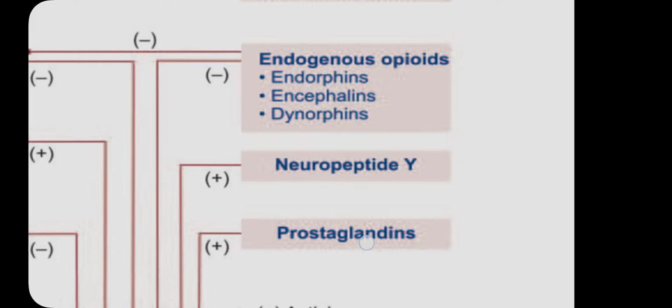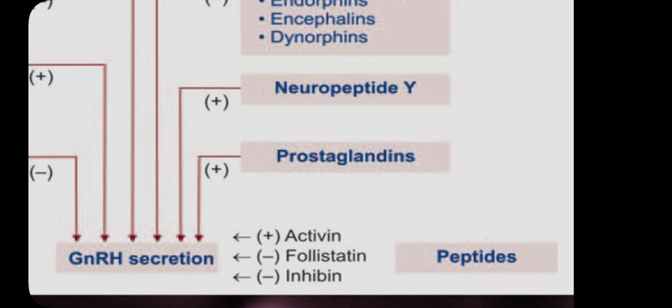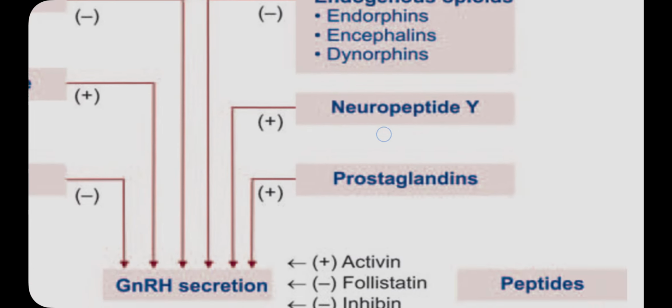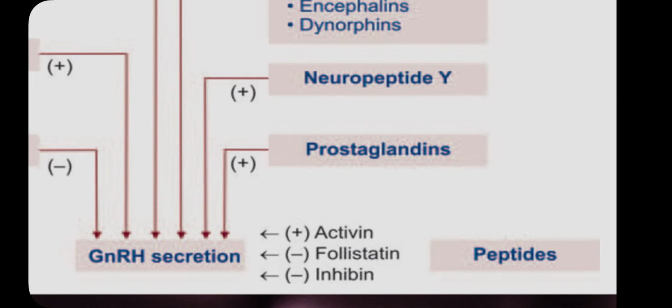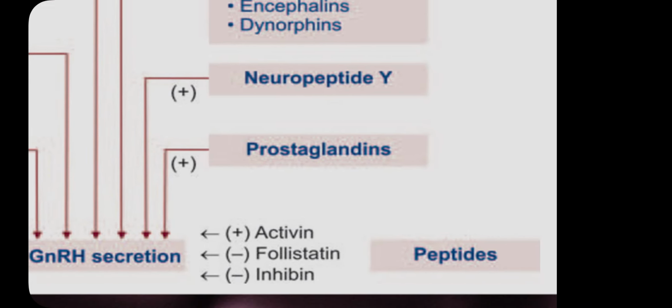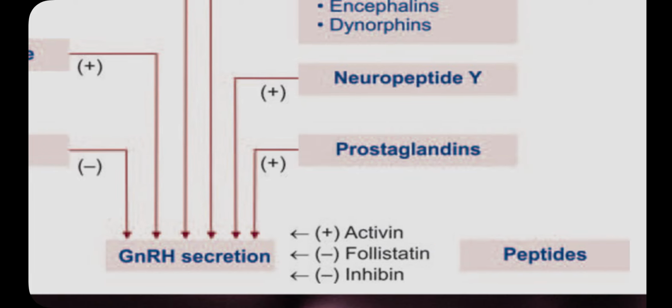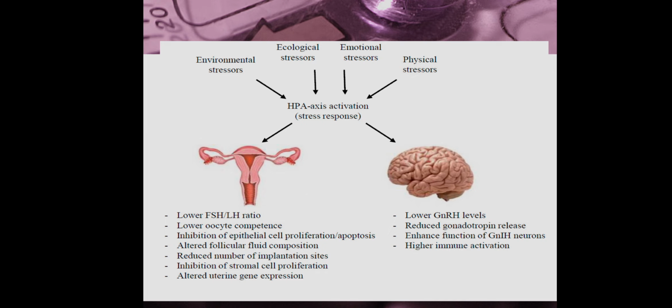Coming to the neuromodulators, which are 3 types, mainly the endogenous opioids, neuropeptides and the prostaglandins. Here the opioids have the negative effect. Endorphins, encephalins and the dynorphins have a negative effect on the release of GnRH, whereas the neuropeptide and the prostaglandins have a positive effect on the release of GnRH. And the peptides also. Among the peptides there are 3 types, mainly the activin, follistatin and the inhibin. Only the activin has a positive effect, whereas the follistatin and inhibin have a negative effect on the release of the GnRH secretion.